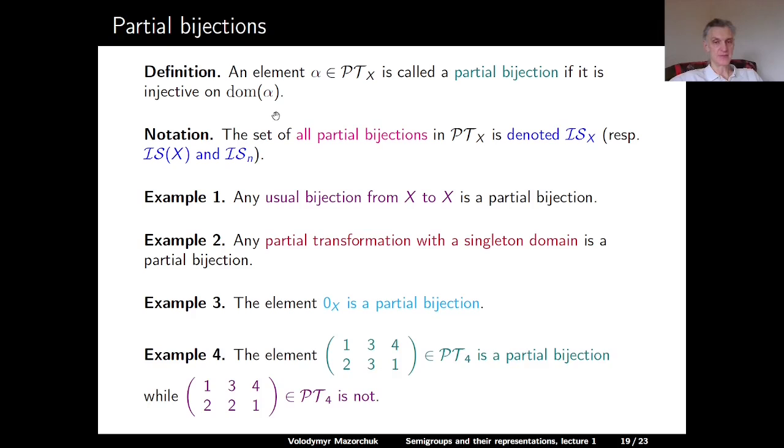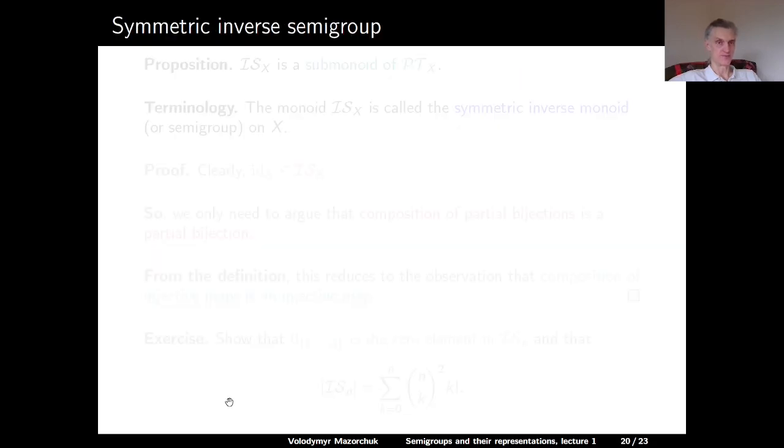And the final example, let's look at two elements in PT4. The first one sends 1 to 2, 3 to 3, and 4 to 1. This is a partial bijection. But if you look at the element which sends 1 to 2, 3 to 2, and 4 to 1, this is not a partial bijection because two different elements 1 and 3 in the domain are sent to the same element 2 in the codomain.